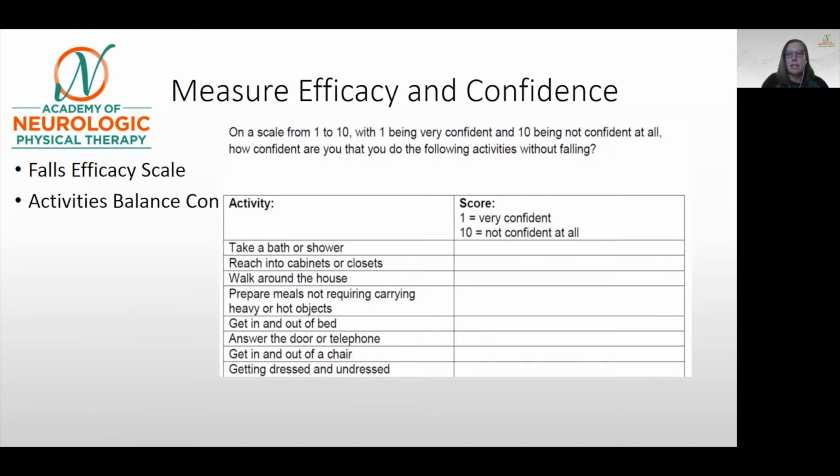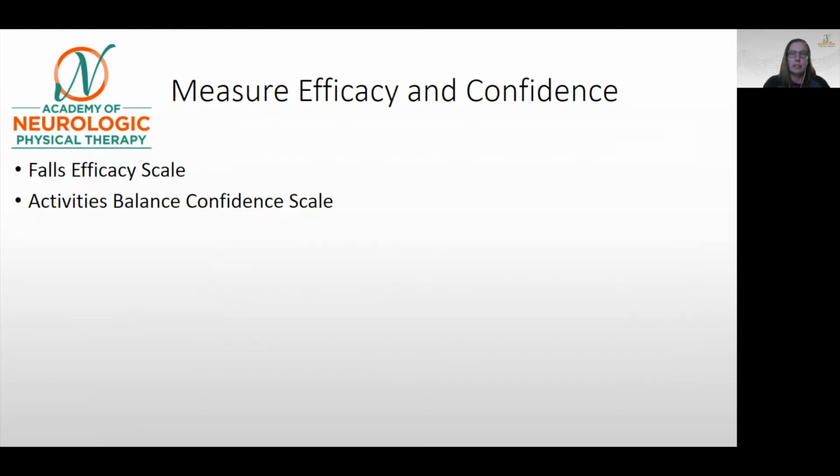So if it's, for example, answering the door or the telephone, maybe it's a dual task. Maybe they're in a hurry. Maybe getting dressed and undressed. They're standing and having to do two things at once. So this will let you understand a little bit about the nature of the falls they're experiencing.